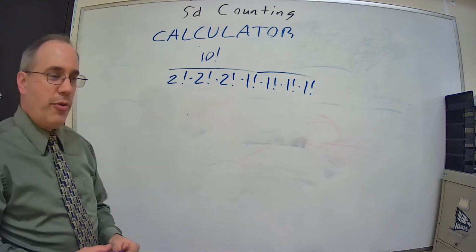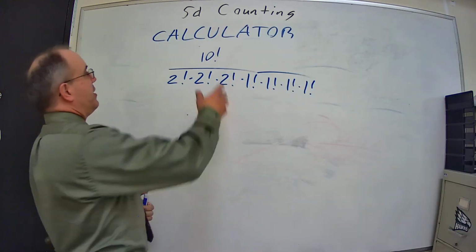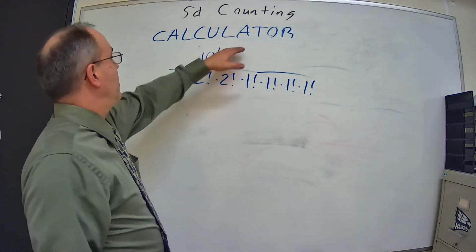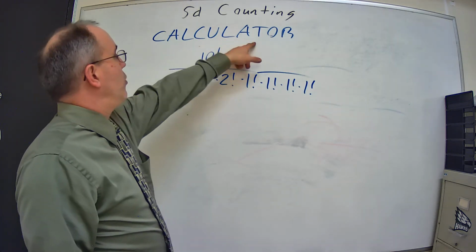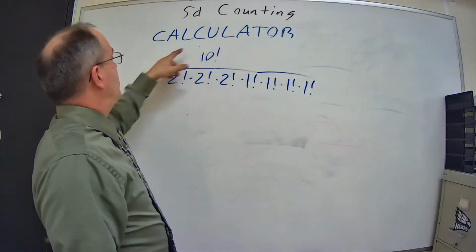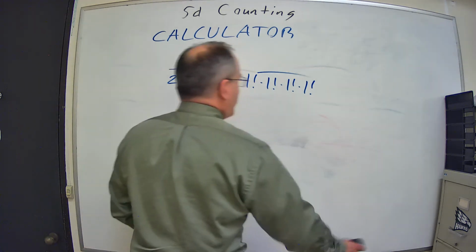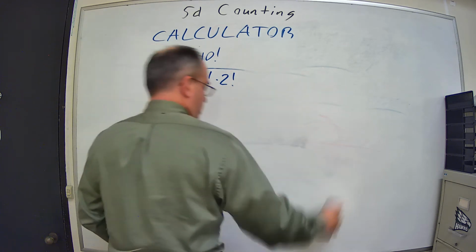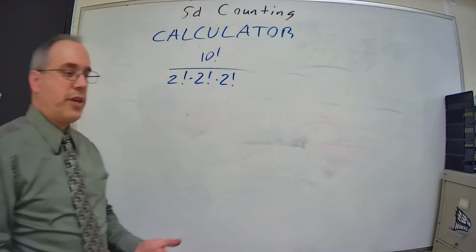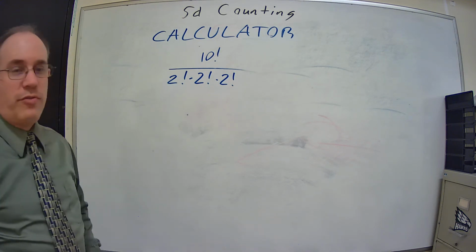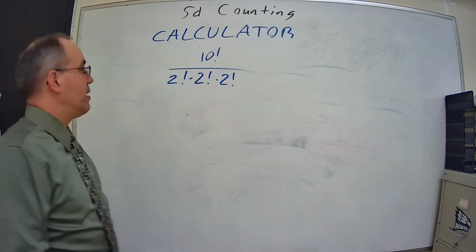But you see how annoying that is, putting all those 1 factorials in there, since we had 1 T, 1 O, 1 R. Did I get one extra? No, there was the U. There we go. 1 U. So we had 4 of those. So we can just get rid of those because 1 factorial is 1, so who cares? So we end up with 10 factorial over 2 factorial times 2 factorial times 2 factorial.